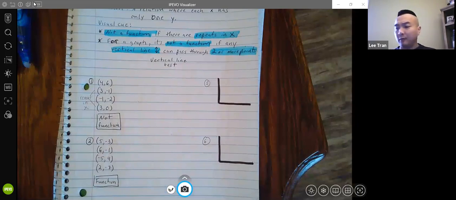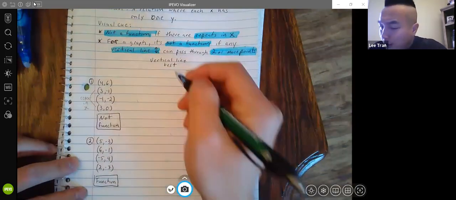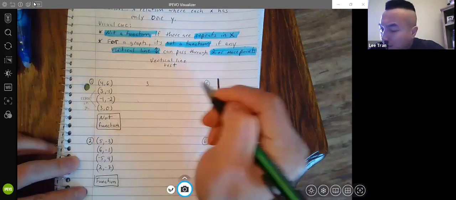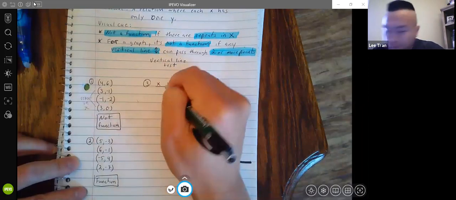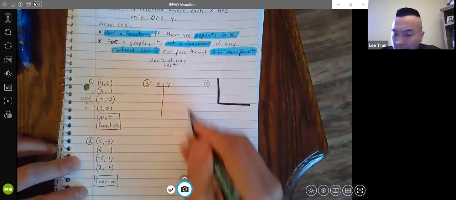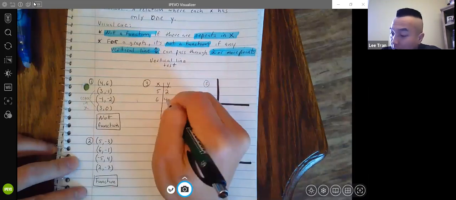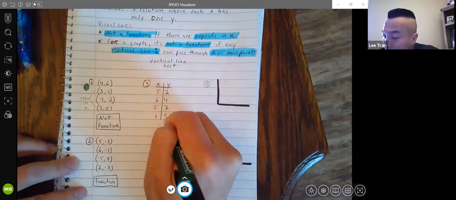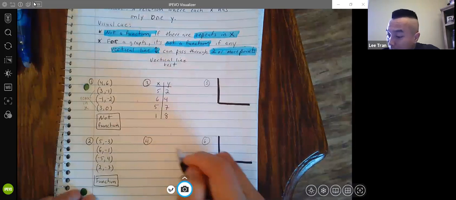In numbers 3 and 4, I'm going to give you some tables. You'll see some ordered pairs written in tables. So let me write those. You have an x and a y column, and then we'll have (5, 2), (6, 4), (5, 7), (1, 8). I'll do number 4 here, another x y table.